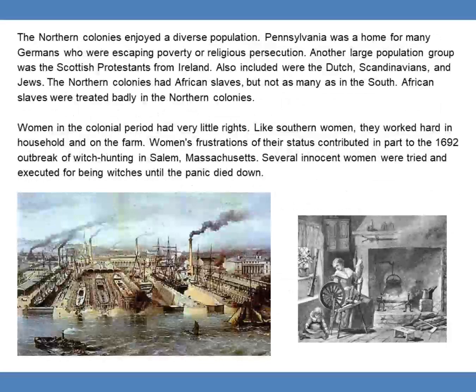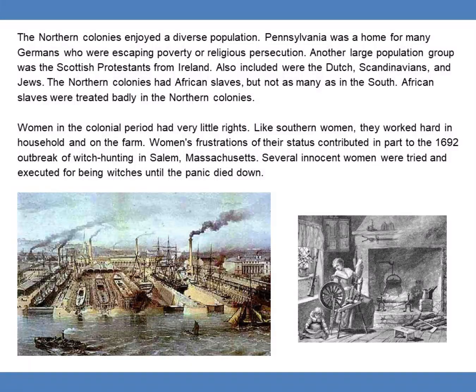The northern colonies enjoyed a diverse population. Pennsylvania was a home for many Germans who were escaping poverty or religious persecution. Another large population group was the Scottish Protestants from Ireland. Also included were the Dutch, Scandinavians, and Jews. The northern colonies had African slaves, but not as many as in the South. African slaves were treated badly in the northern colonies.